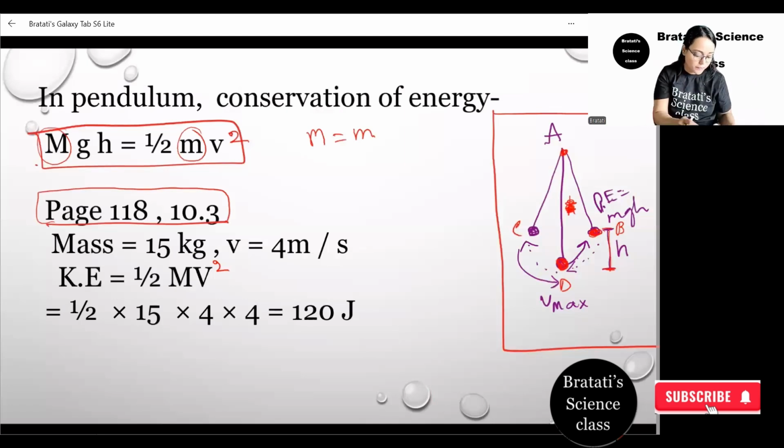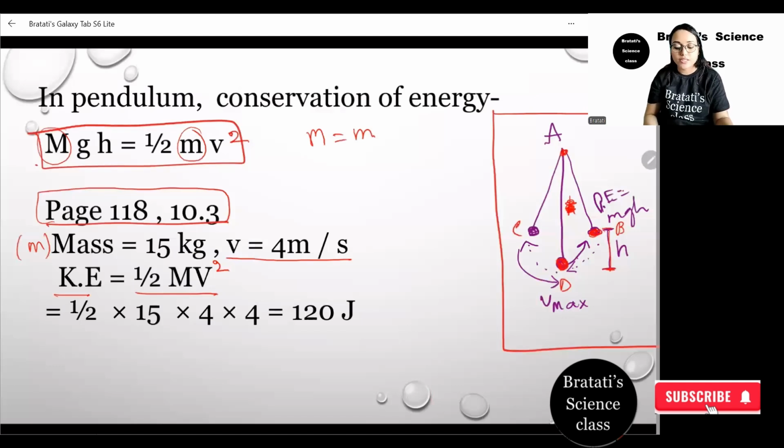10.3 says, an object of mass 15 kg is moving with a uniform velocity of 4 meter per second. So m is given as 15 kg and v is given as 4 meter per second. We have to find the kinetic energy, which is half mv square. So half times 15 kg times v square, this is 120 joule. So kg meter square per second square is the newton meter, or 120 joule.